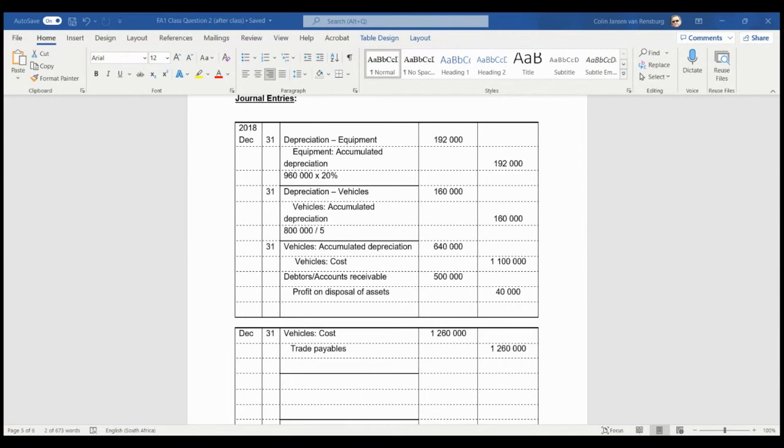The disposal, I'm going from the bottom up now, okay? I'm going from the bottom up. So in the last entry, we've got the addition or the acquisition at 1.26 million. In the entry just above that, we've got the disposal, where we can see that we must take out a cost of 1.1 million, and we must take out a cost of 640. In the fourth entry, we must obviously go and add a cost.